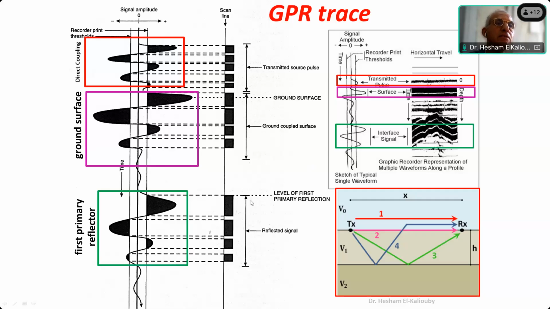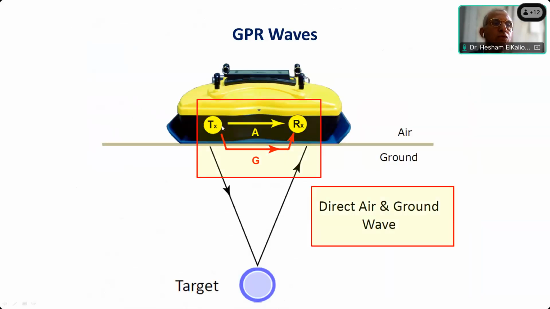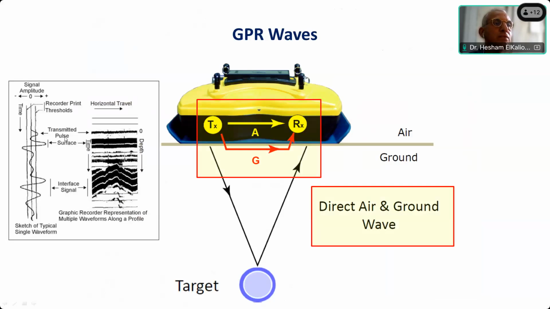Again, this is the antenna. We have a direct wave, which goes from the transmitter to the receiver. This is like A. And then the G is a ground wave, which goes from transmitter to the receiver, recorded just below it. And then we have the reflected signal that goes into the earth, reflects from the interface and turns back again. It is recorded at a later time. These are some of the GPR waves most commonly seen in the GPR radargram.